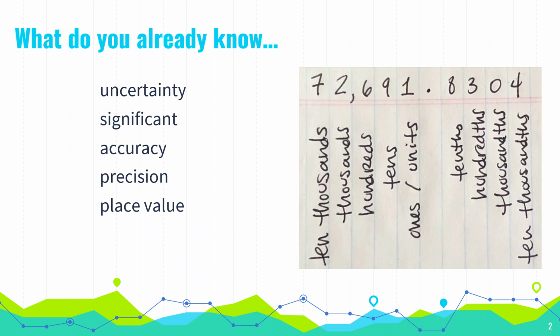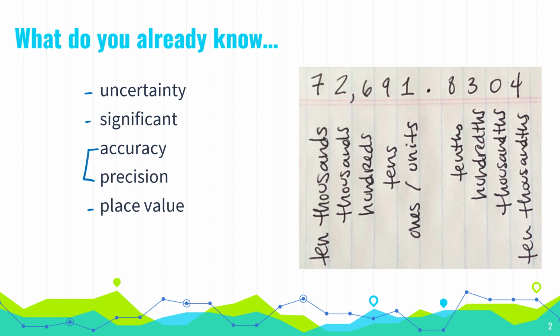You probably already know quite a few of these vocabulary terms. We use them outside of science. Today we're going to maybe tweak the definitions a little bit, make them super specific for chemistry. Uncertainty, not being certain. Significant, important. Accuracy and precision, sometimes we use these interchangeably outside of science. Today we're going to talk about how they are related, but actually quite different.